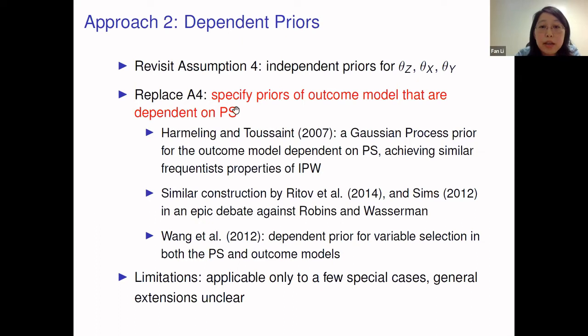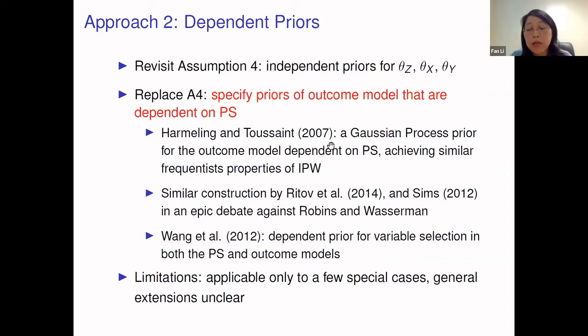So the second approach: remember earlier we said that the whole framework we talked about so far assumes a priori independent priors for the model parameters of these three models, for the outcome, for the treatment, for the covariates, right? Why that? Maybe that is actually a strong assumption, because how do I know a priori they're really independent? Later we'll see in the high dimensional case, this kind of thing often induces a priori bias. So the idea is, maybe let's specify priors of the outcome model that can depend on the propensity score.